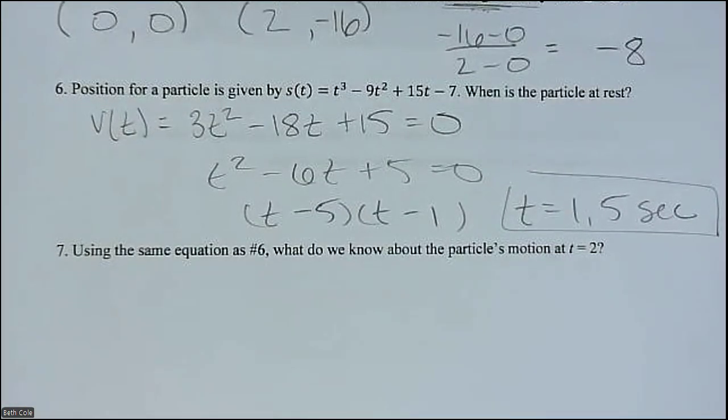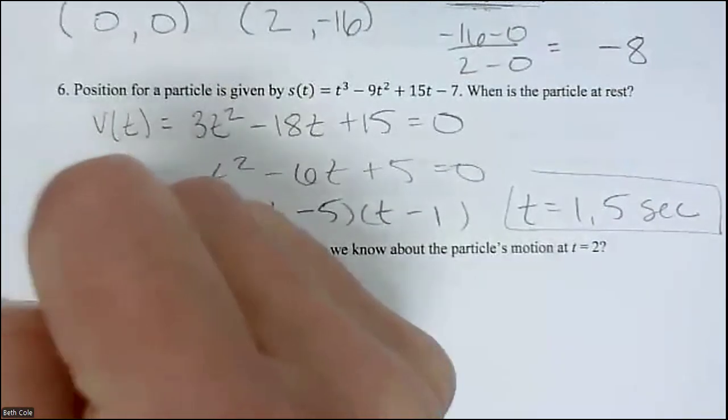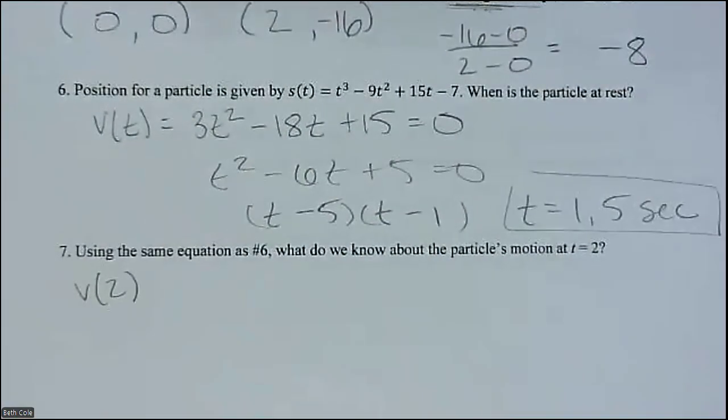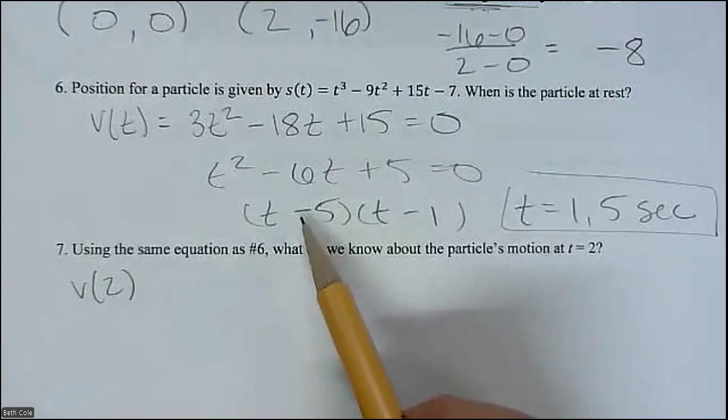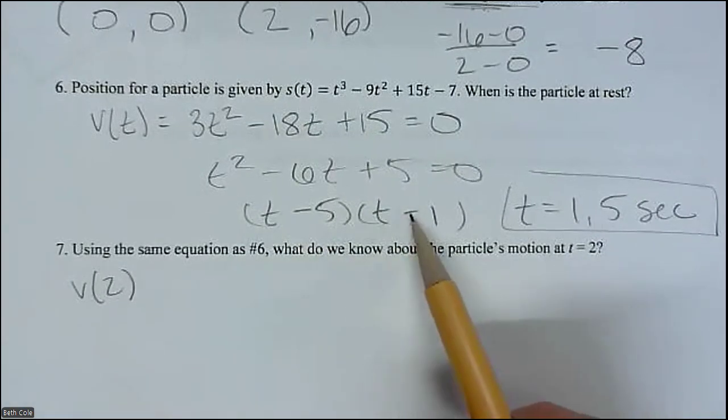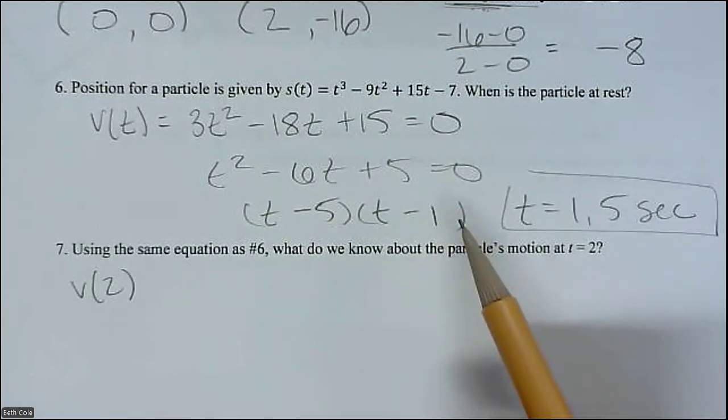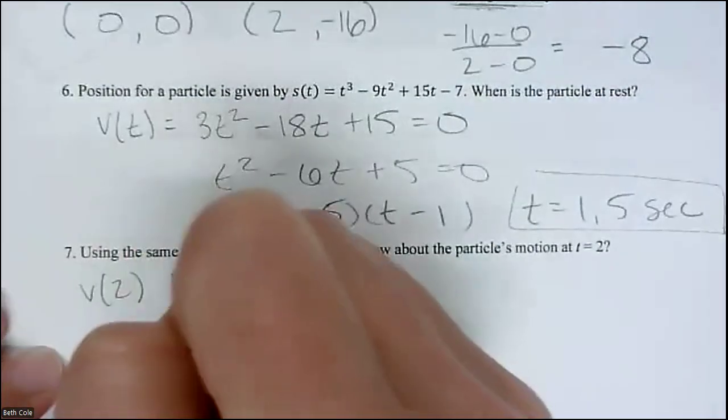If you get a negative time, then what do you do with it? Just throw it out. You just don't use it. Just don't do negative time. All right, so what do we know about the particle's motion at time 2? You want to look at velocity and acceleration. So let's do velocity at 2. And you don't need to figure out what it actually is, just whether it's positive or negative. So if you plug 2 into this, 2 minus 5, negative. 2 minus 1, positive. A negative times a positive is negative.